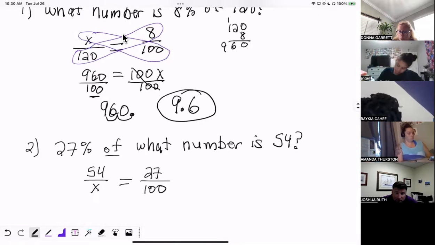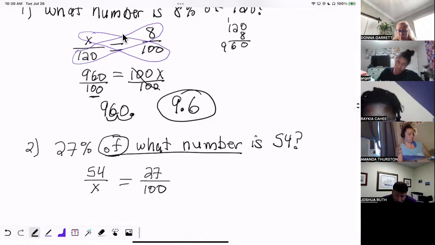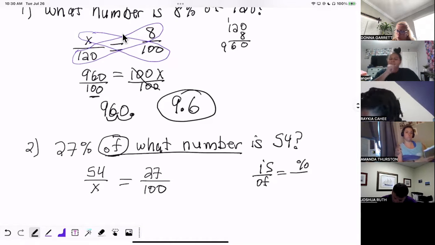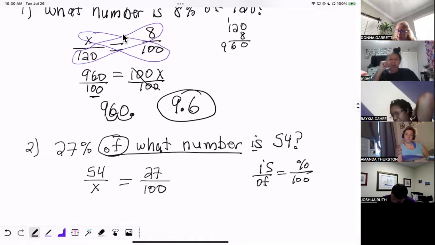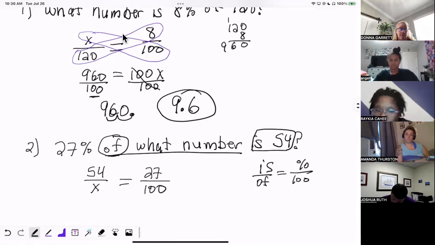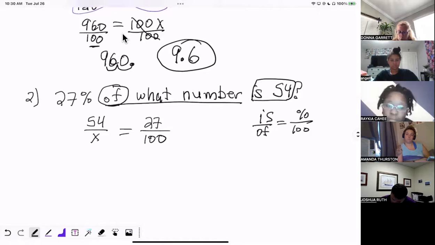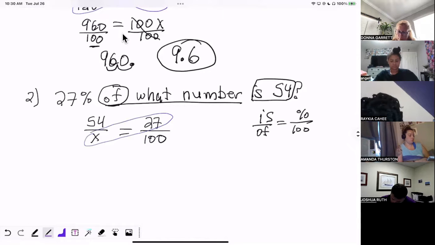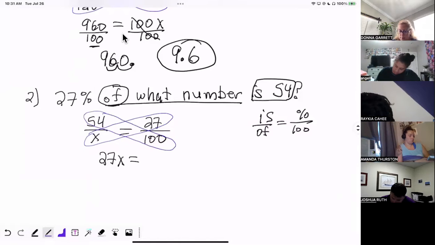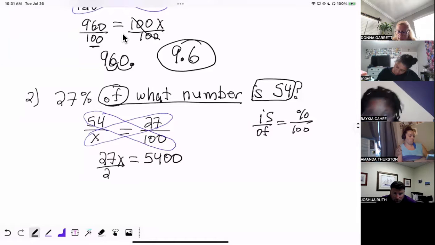You can also use this to help you. Of what number? See that word of? You go back to is over of equals percent over 100. Your is 54, and your of is your x. Then we're going to go cross multiplying. 27x is equal to, and we'll cross multiply this way, 5,400. And divide both sides by 27.